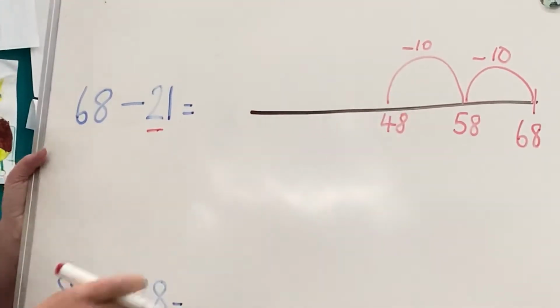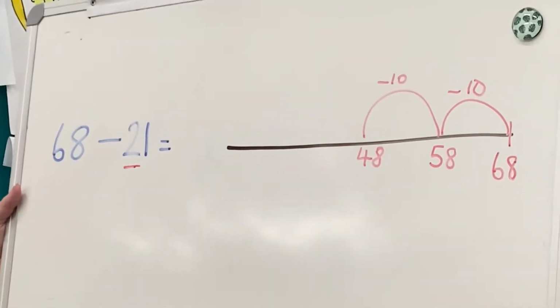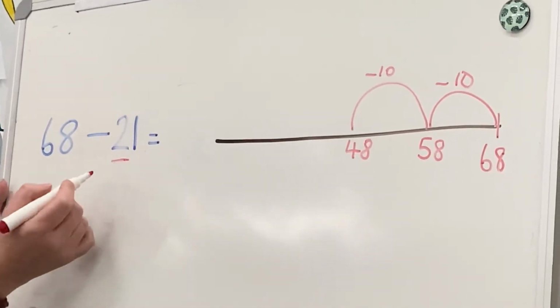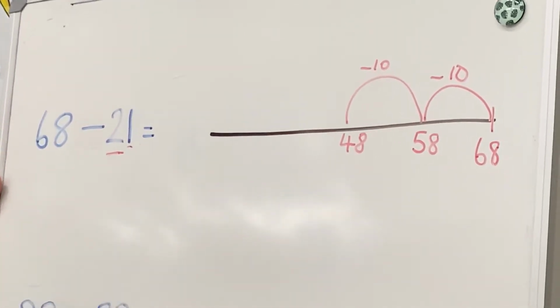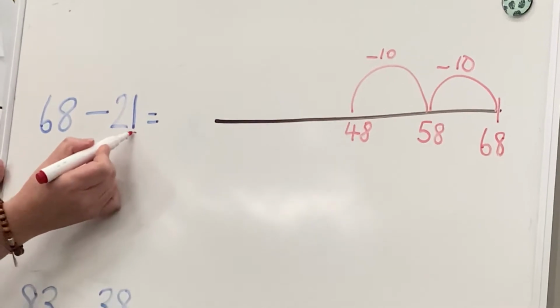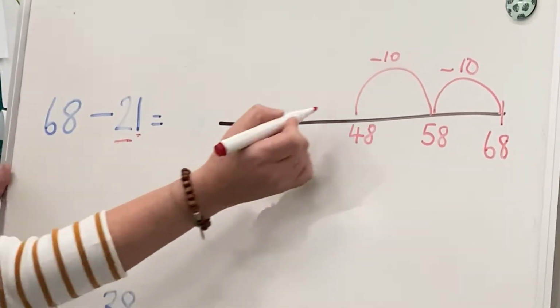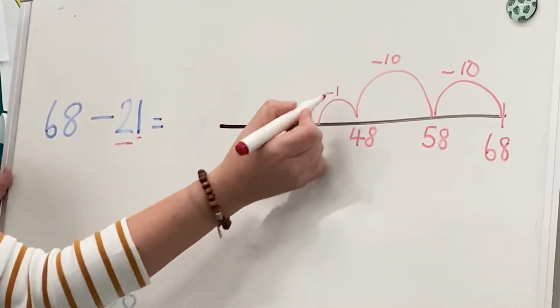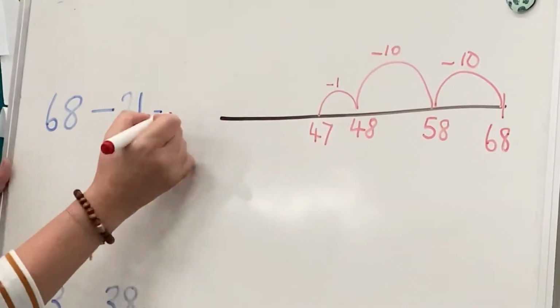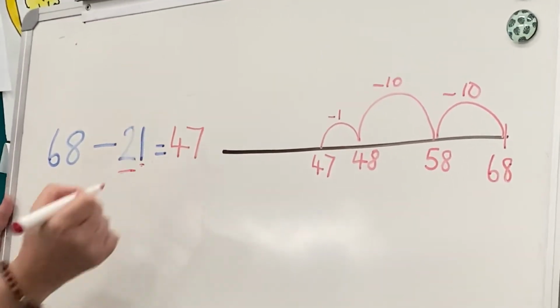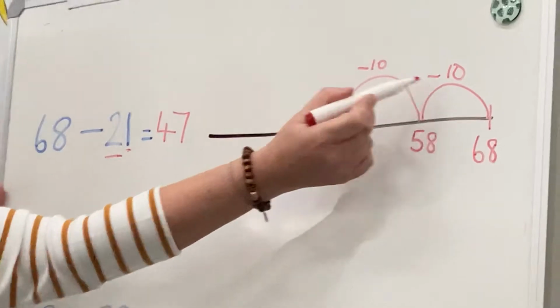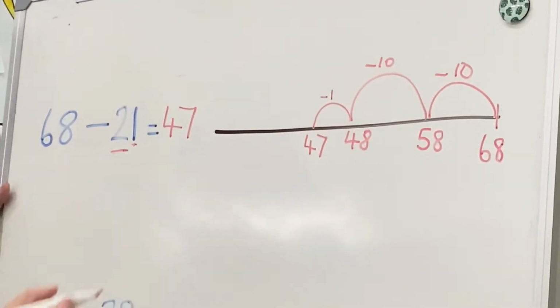You practiced counting back tens earlier on in the week. Once you've taken off your 20, then you just need to take off 1. Now it's not 1 ten, it's just 1 one. So count back 1, you could do that as a smaller jump, and that is 47. So the answer is 47. You've taken off 10, 20, 21.